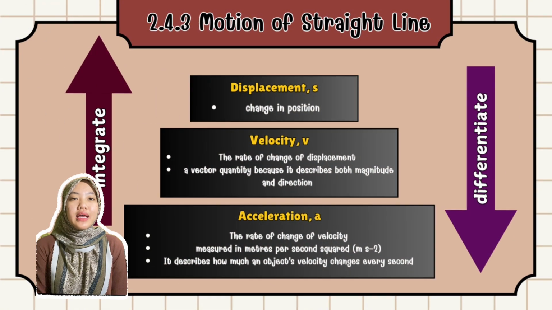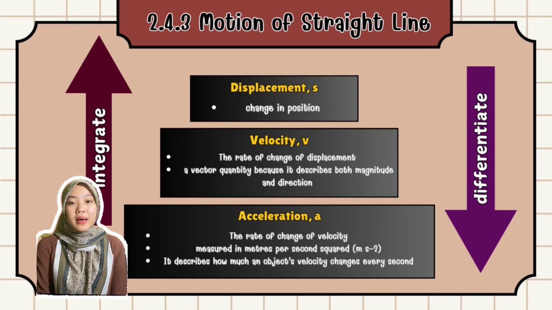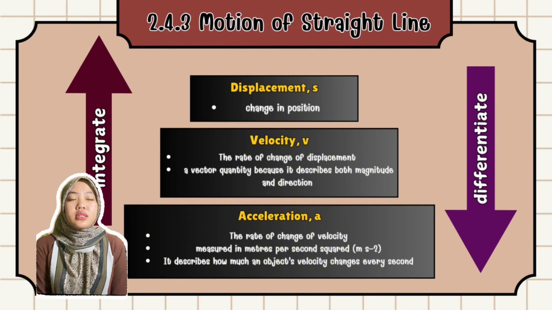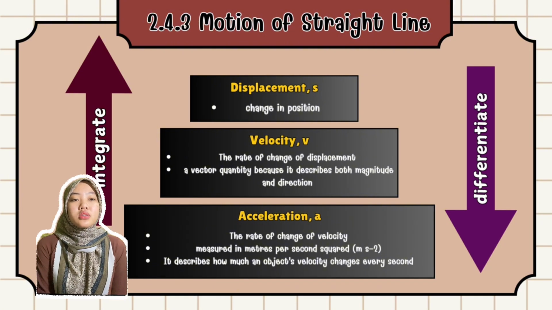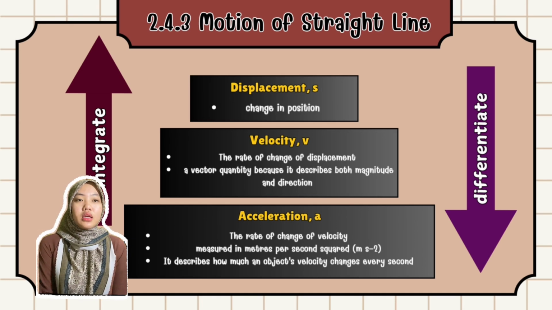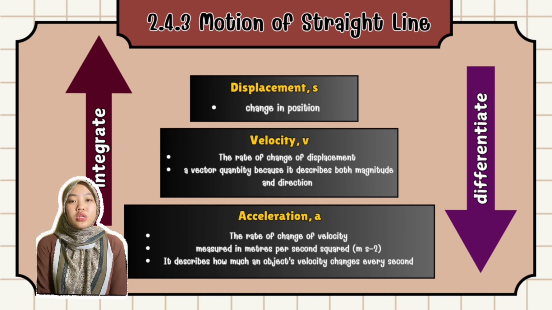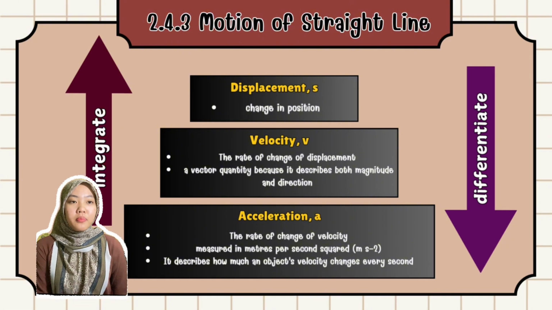Next, I'm going to present this slide, which is subtopic 2.4.3, motion of straight line. In this topic, we will learn about 3 types of motion: the first one is displacement, the second one is velocity, and the third one is acceleration. The definition of displacement is change in position, which means the change in position of an object from one place to another.